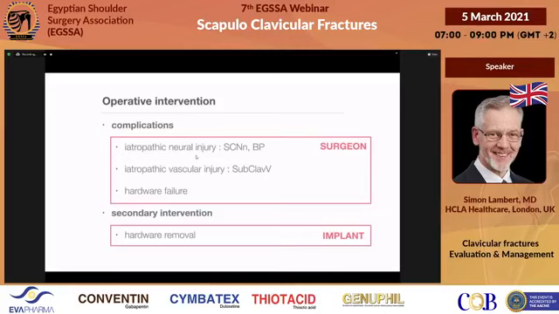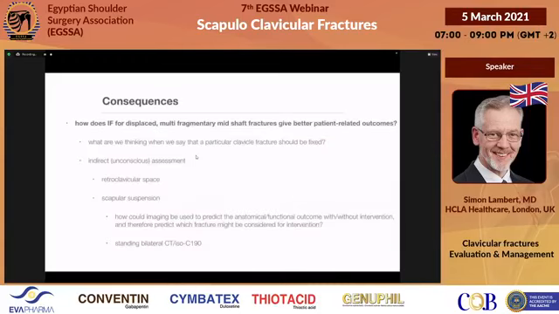That's to do, of course, with surgical technique. And that's where courses like yours and the AO courses teach safe technique with safe use of the implants. So how does internal fixation for displaced multifragmentary midshaft fractures give better patient-related outcomes?